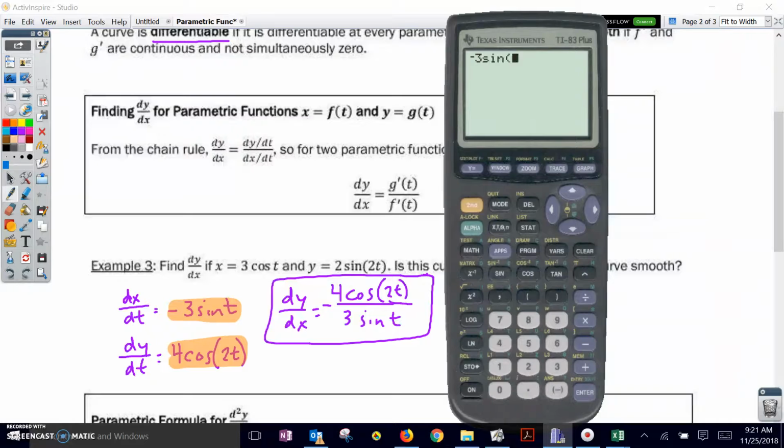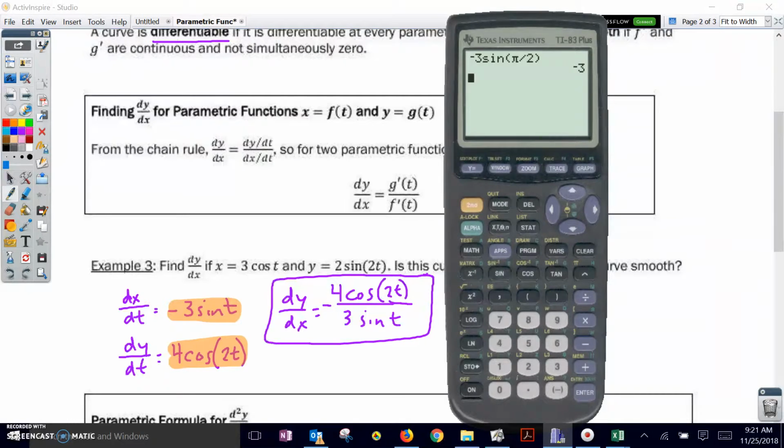Negative 3 sine of pi over 2. Oh, no, it's not 0 there. I'm sorry, what am I thinking? Oh yeah, sine. Sorry, had a little bit of a brain fart there.